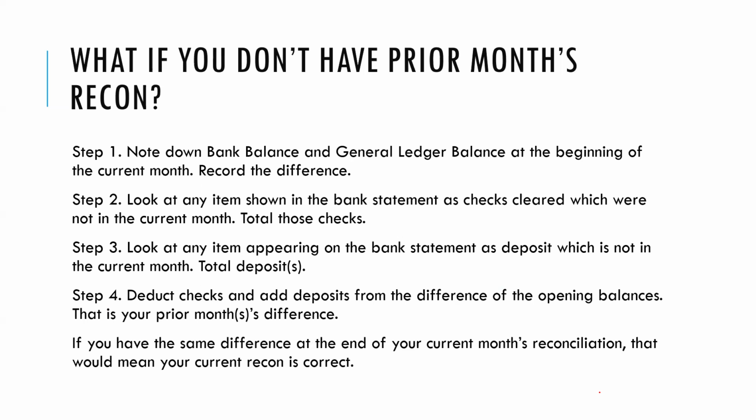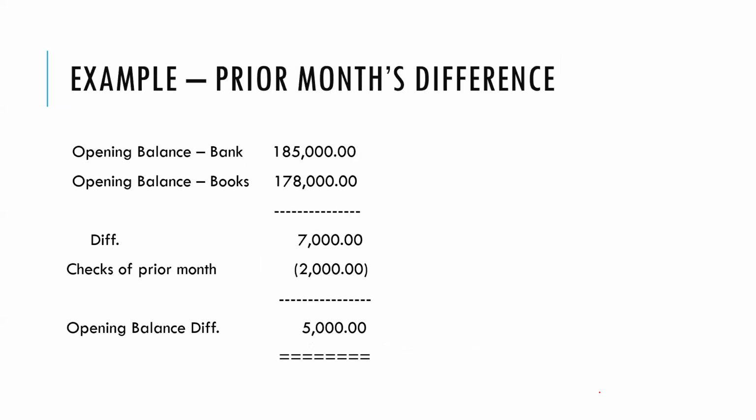As you reconcile your month of February, your reconciliation is not going to tie. There will be some difference. If that difference is exactly the same as you had for the beginning of the month, then February reconciliation is tying in. Okay, that's what it all means. Here is an example. Their opening bank balance was 185,000, book balance was 178,000, so difference is 7,000. And then checks from prior month cleared 2,000, so net difference now is $5,000. If in the month of February you still have $5,000 difference, then it means everything for February is right.